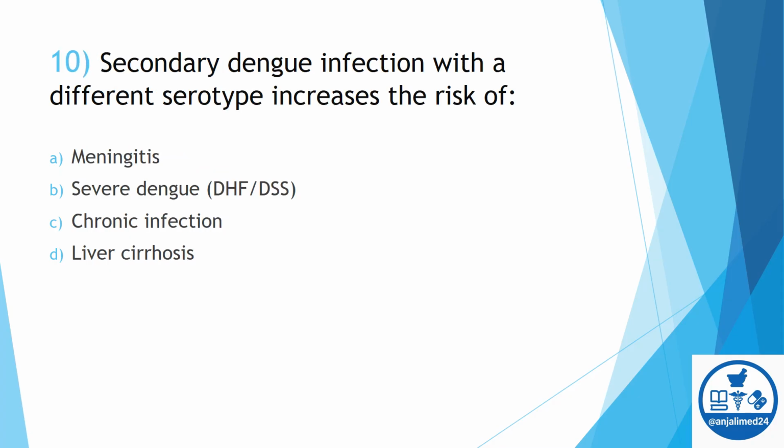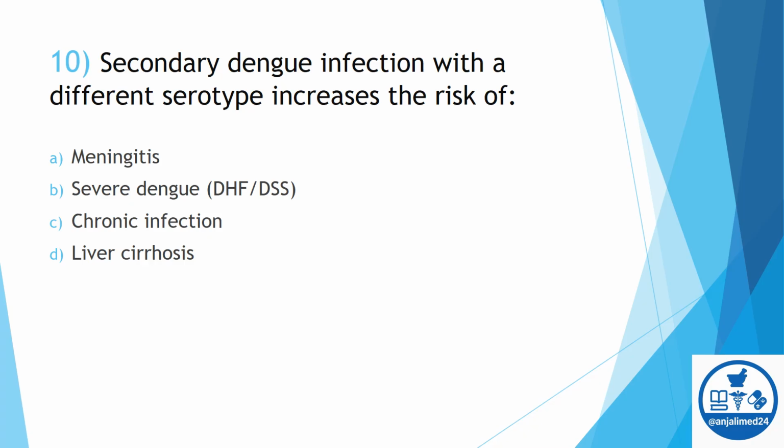Secondary dengue infection with a different serotype increases the risk of A. Meningitis, B. Severe dengue, DHF-DSS, C. Chronic infection, D. Liver cirrhosis. So the correct answer is severe dengue.